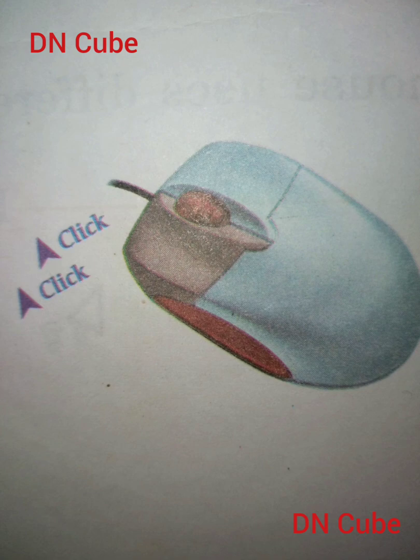Now next is double click. By double clicking on the left button, we can open a document. Pressing the left button of the mouse twice quickly, we have to click twice, is known as double clicking. It is used to open a document or a file. Okay. You can see in the picture, you have to click on the left button twice very quickly. This is known as double clicking. It is used to open a document or a file.